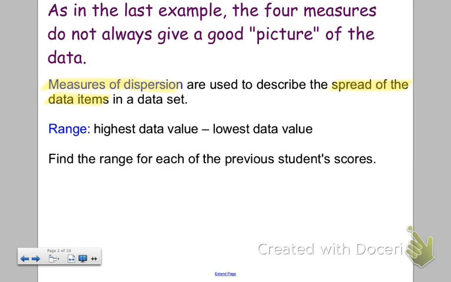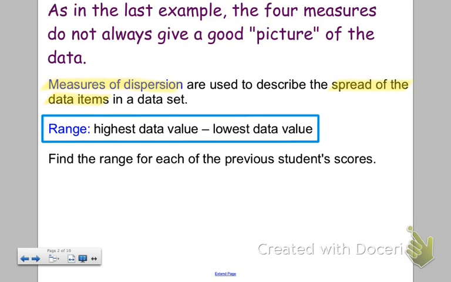Okay. One way that we can measure dispersion is through range. Now be careful, because there's a difference between the word mid-range and range. Remember, we looked at mid-range, and that was where we added the lowest and highest data value and divided by 2. Range, however, is just the highest data value minus the lowest data value. So that's going to tell us the spread of the lowest and highest data value.